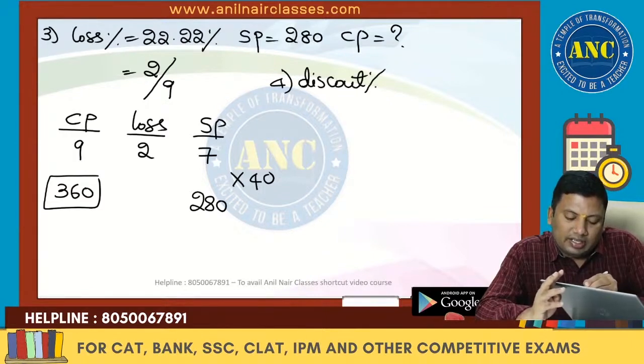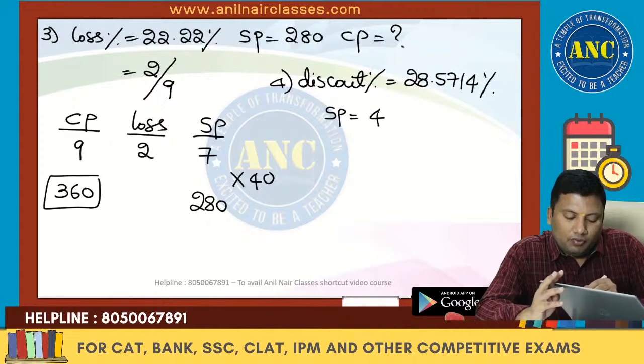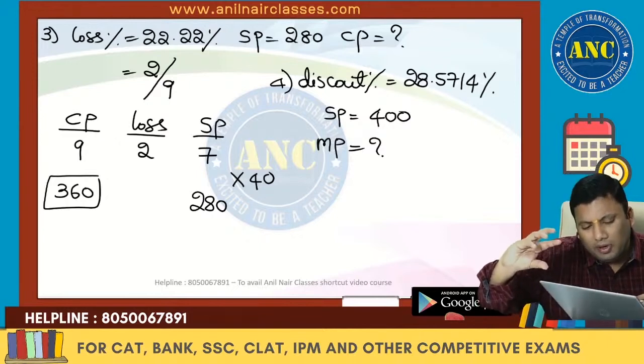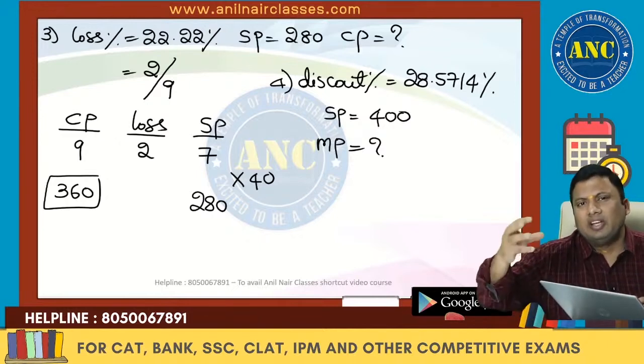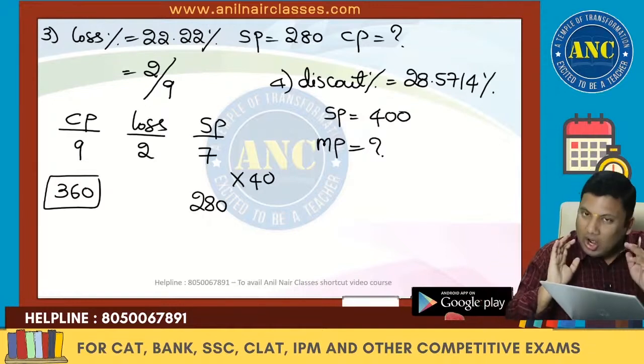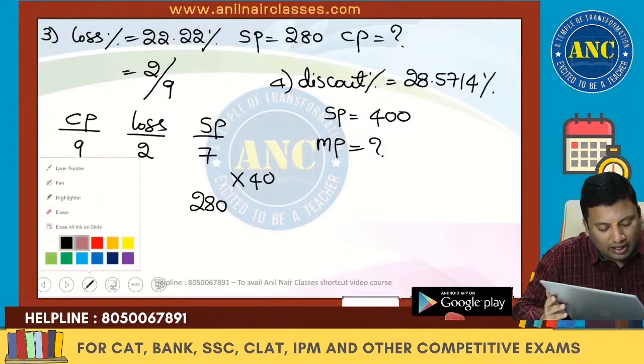Discount percentage is 28.5714 percentage. Selling price is 400. What is market price? Whether it is a cost price or selling price, whether it is markup or discount, it's all about understanding the concept. Selling price is 400.